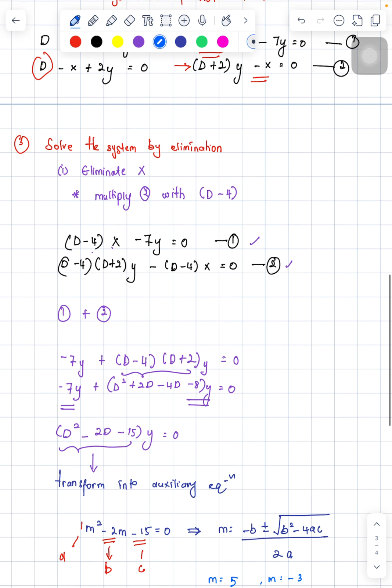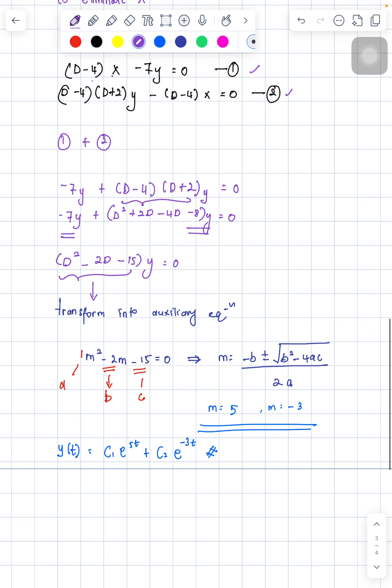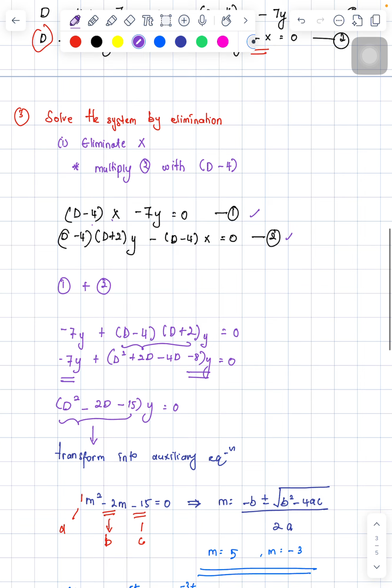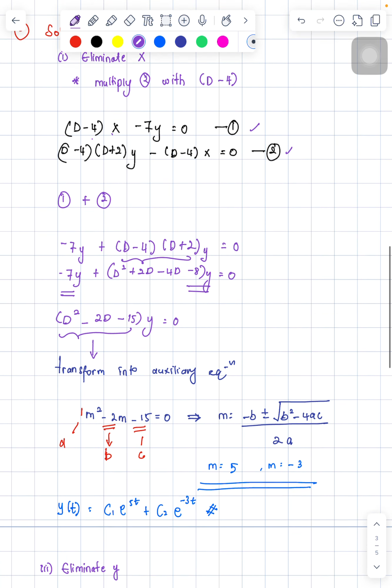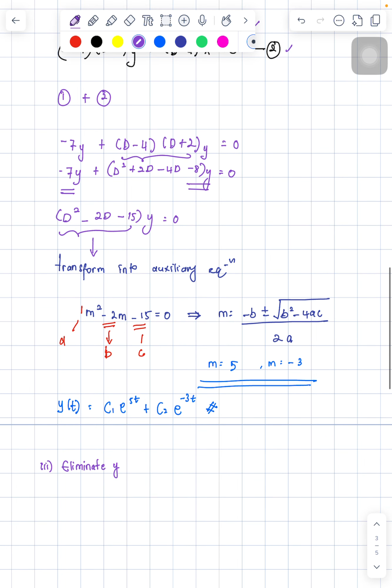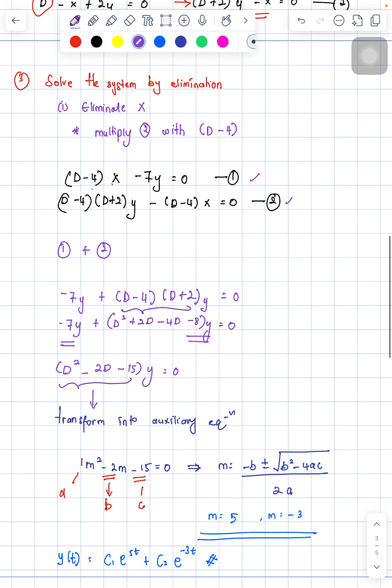Now we have to eliminate y. We repeat the same steps, same as how we eliminated x. Refer to the first equation. In the first equation we have negative 7y.